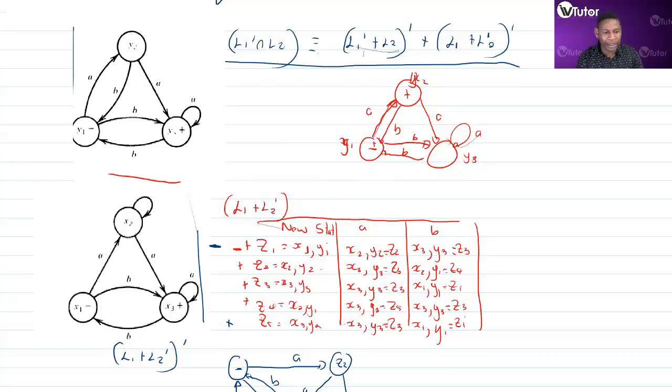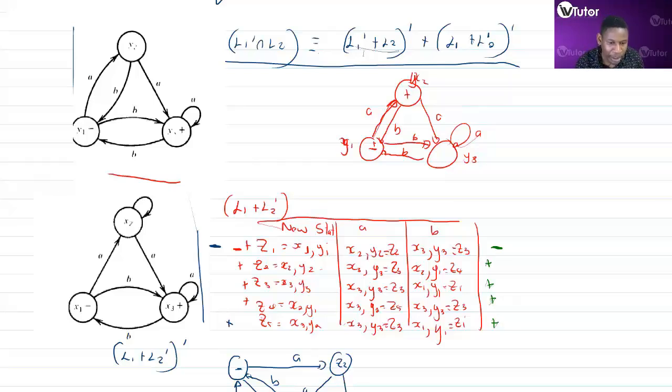So Z1 is still going to represent X1 and Y1, right? So the final states that we're going to have, anything that has got X3 and anything that has got Y1 or Y2 become a final state. So the initial state is going to be this one. And then the final state is going to be anything that has got Y1 or Y2. So here we've got X3, Y1, Y2. Right. So anything with Y2 is a final state.